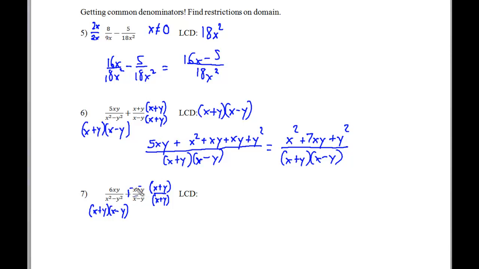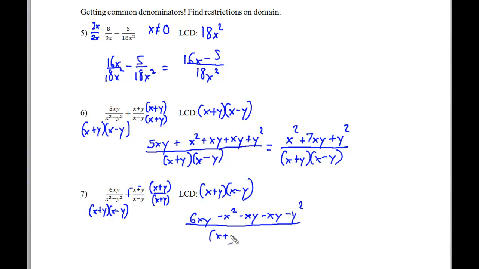Just like I did up above, except that in this case these are going to be negatives. So let's look at my numerator here. Since my lowest common denominator is x plus y, x minus y, I'm now all set to start working on my numerator. So my numerator is 6xy, and then negative x times positive x is negative x squared. Negative x times positive y is negative xy. Negative y times x is negative xy. And negative y times y is negative y squared. All over x plus y, x minus y.